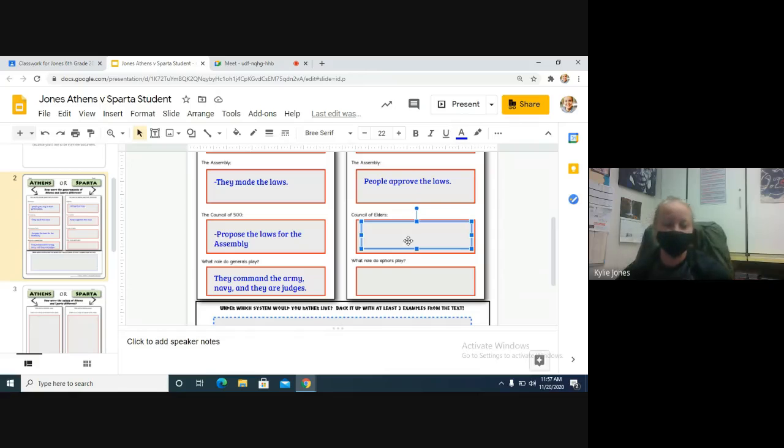So the Council of Elders are 60-year-olds who write the laws. Okay, so it's kind of similar, right? Like, the Council of Elders is similar to the Council of 500. It's just that the ages are different, right? They were 60 or 30 years old.